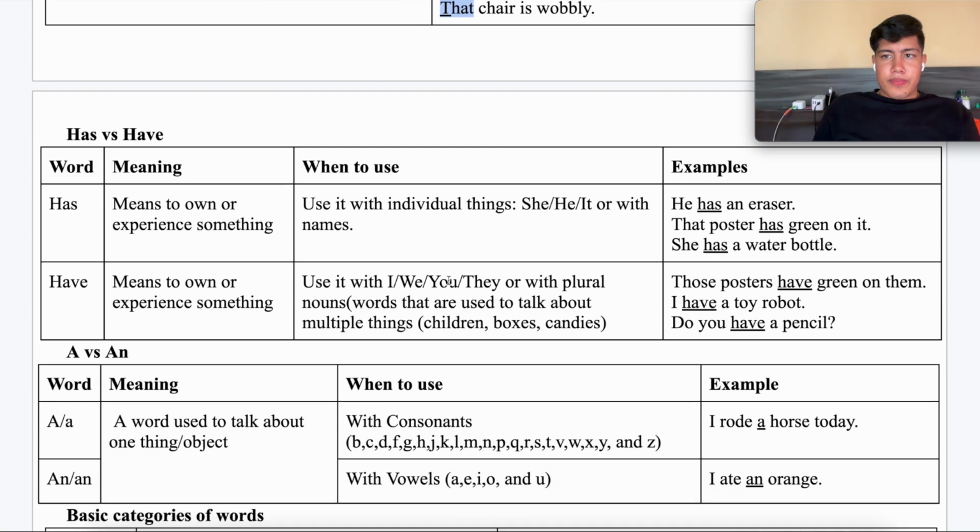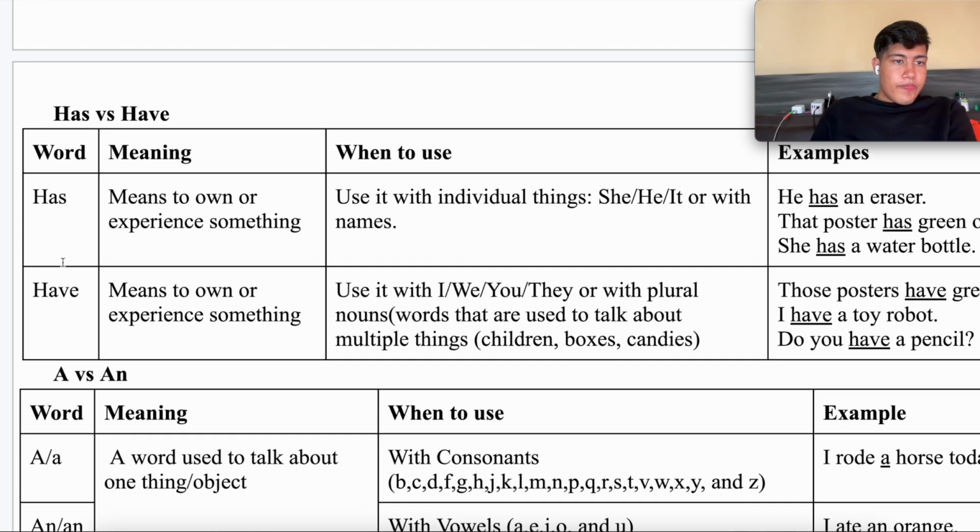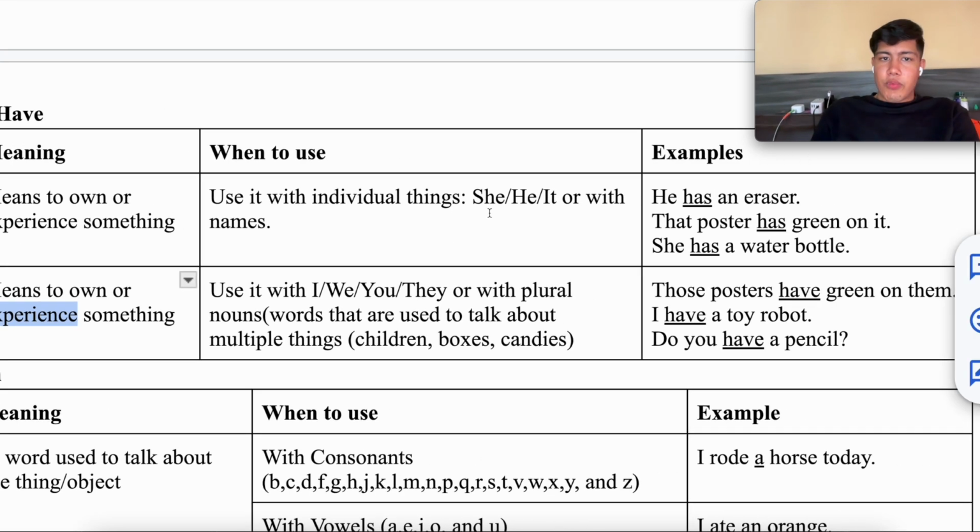Now, this next part, you have been having some trouble with, so let's focus on this. Has versus have. What does has mean? Has means to own or experience something. Have also means the same thing. They both mean the same thing. It's just about the context that you use it in. You use has when you're talking about individual things, when you're talking about she, he, it, or with names.